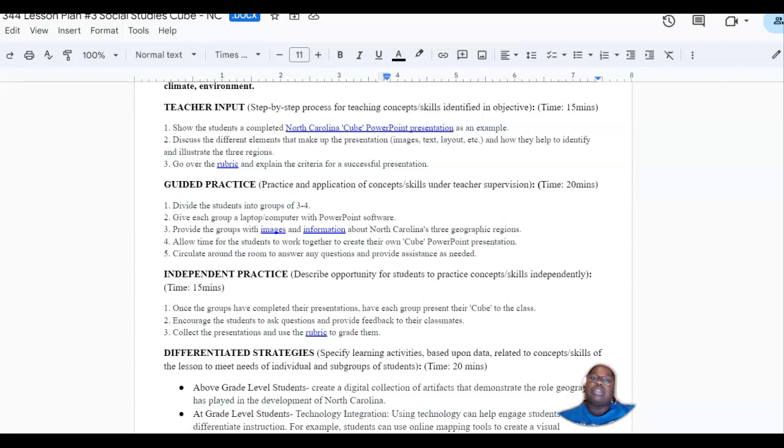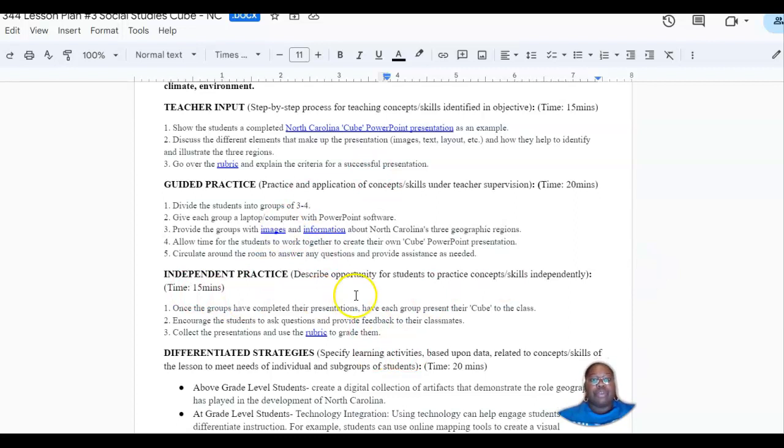So I will divide the students into groups of 3 and 4. Each group is going to have a Chromebook. So in the groups, the students need to decide who is going to take on what role. Everyone in the group is going to have a role. So you're going to have one that does the typing on the computer, one that finds different pictures, one that keeps up with the time, one that comes up with new ideas. Just everyone in the group is going to have a role.